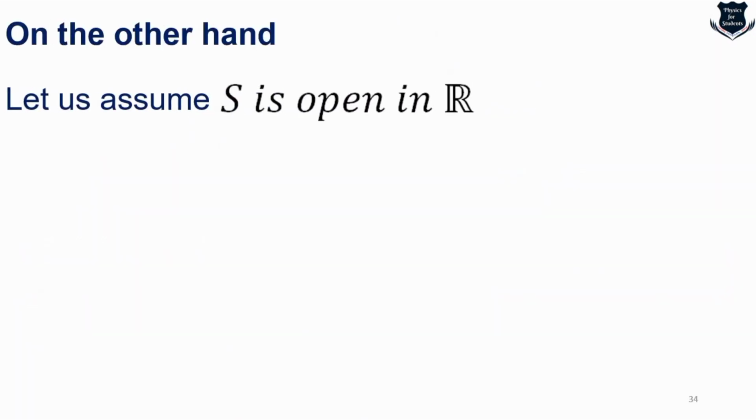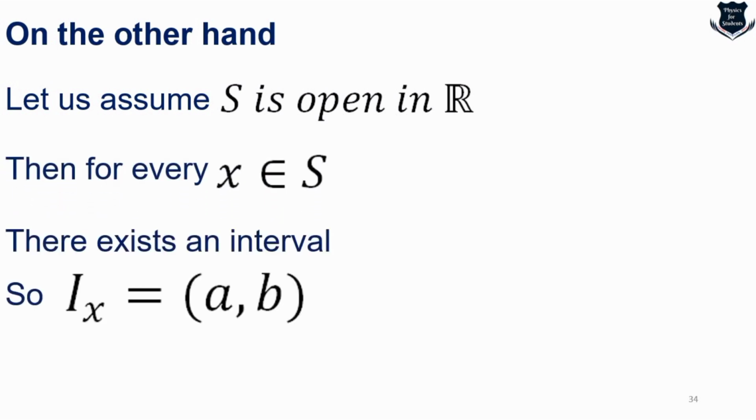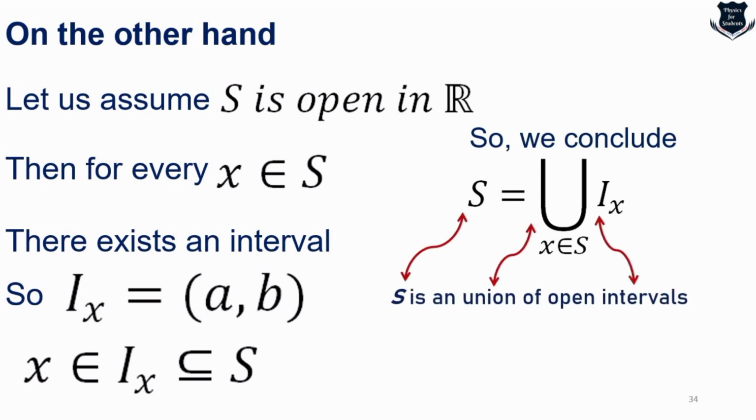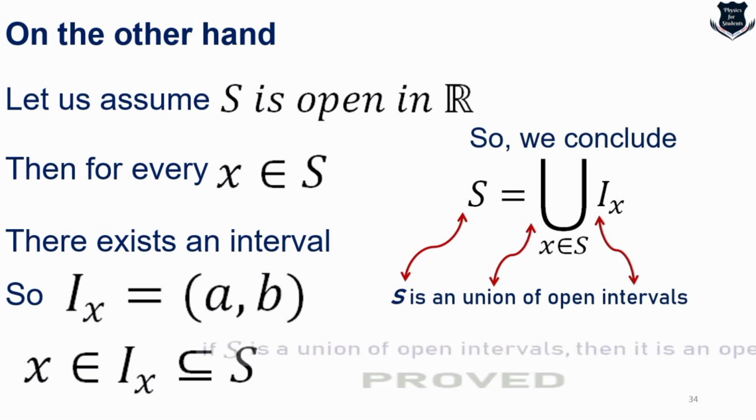Now, conversely, on the other hand, we assume that S is open in R. Then for every x that is an element of S, there exists an interval I_x in (a, b), which would become an element and a subset of S. We conclude from here that S is a union of open intervals I_x. So this is the way in which we are proving the earlier statement, and now we have proved this.